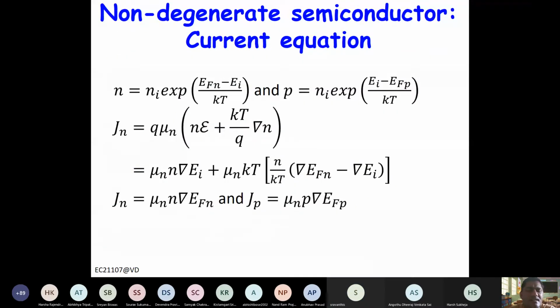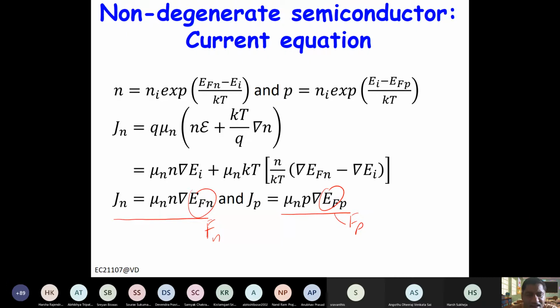So for non-degenerate semiconductors, we have already discussed this concept of current equation as a gradient of Fermi level, right? So this is basically EFN, or sometimes written as just FN, the quasi Fermi level, or just FP. So this we have already discussed.